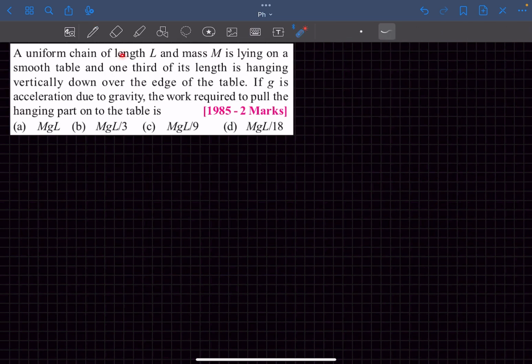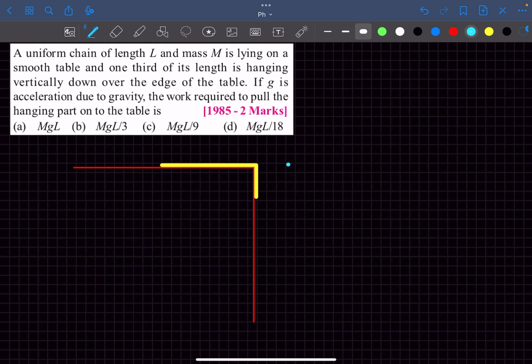We have a uniform chain of length L and mass m that is lying on a smooth table, and 1/3 of the length is hanging vertically down over the edge of the table. Okay, so the situation is something like this. This length is L by 3. So we have to find the work required to pull the hanging part onto the table.